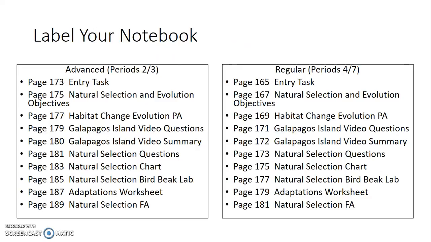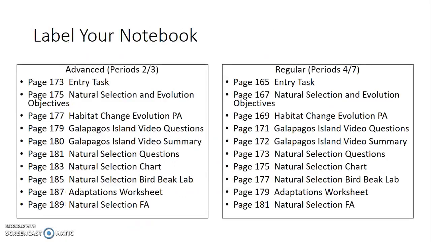First off, let's label some things in our notebook. Here are the page numbers if you are in the advanced class periods 2 and 3, and here are the page numbers for the regular class periods 4 and 7. Go ahead and pause the video and take a couple minutes to title each page with whatever it says here. You should have a couple already. You should have done that in class. But go ahead and pause the video and take a look at the rest.